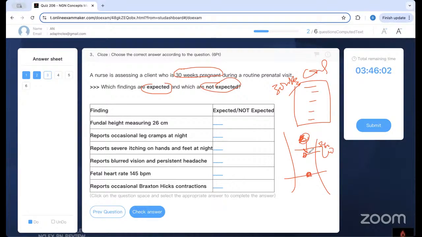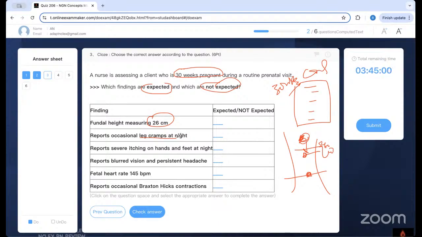The height of the uterus does not match the weeks. That means you have intrauterine growth restriction. The baby is not growing. That's a problem. Leg cramps at night is an expected finding, but the third one is worrisome.